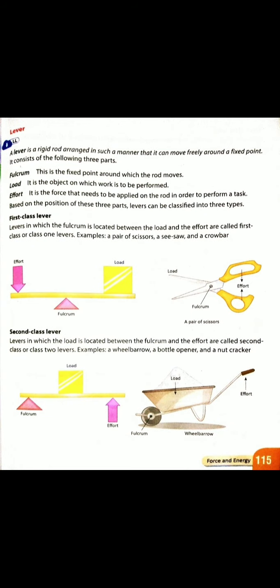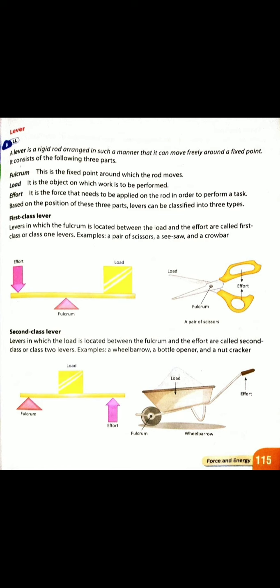First one is lever. A lever is a rigid rod arranged in such a manner that it can move freely around a fixed point. It consists of the following three parts: fulcrum, load, and effort. So, fulcrum is the fixed point around which the rod moves. Load is the object on which work is to be performed. And effort is the force that needs to be applied on the rod in order to perform a task.